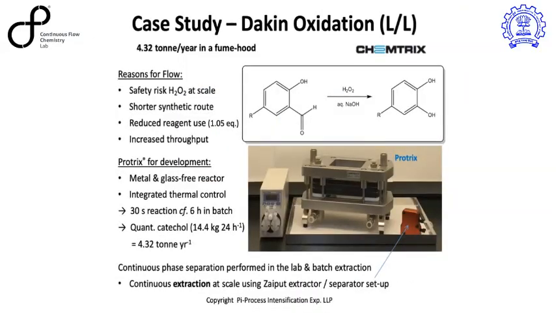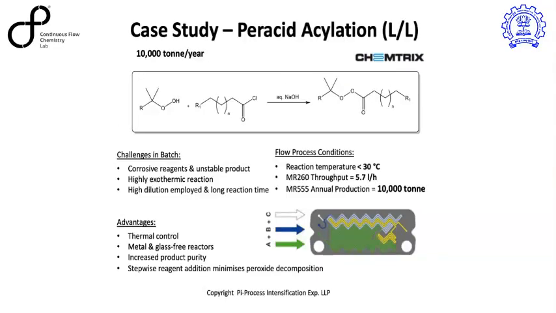This is an example of Dakin oxidation. It is important to note that the process was optimized using a very small silicon carbide lab module, Pertrix, from Chemtrix. Interestingly, the lab version of the liquid-liquid extractor was employed for the downstream process. Silicon carbide reactors can also be used for very large production. As shown here in this example, per acid acylation was carried out at a scale of 10,000 tons per year.